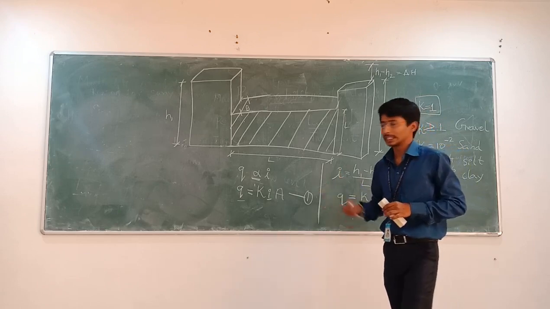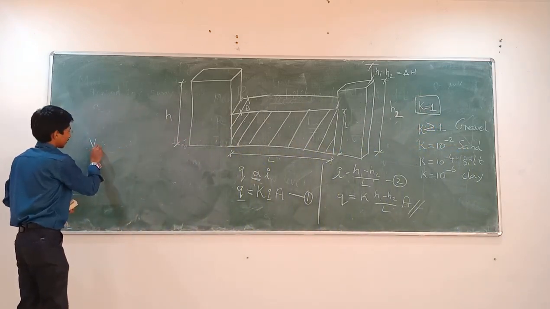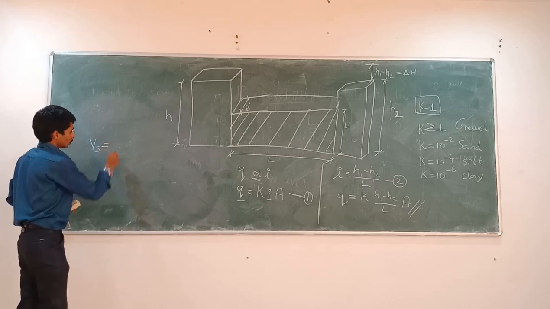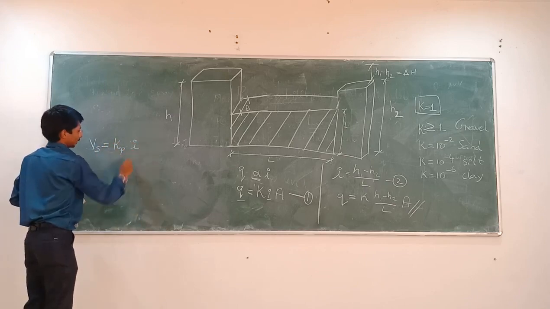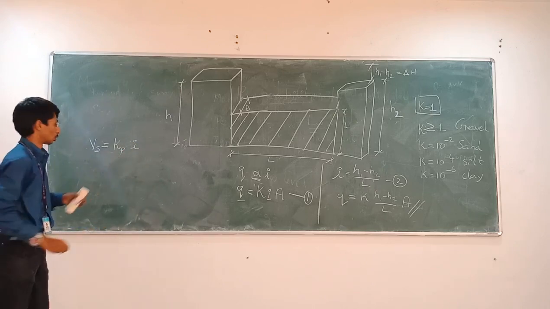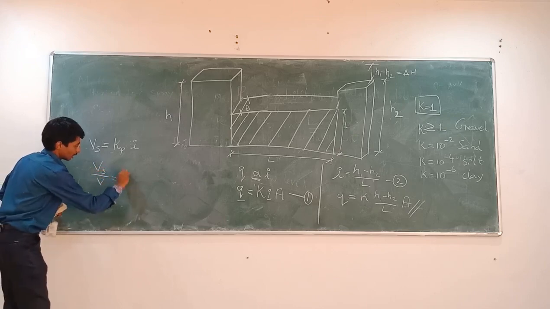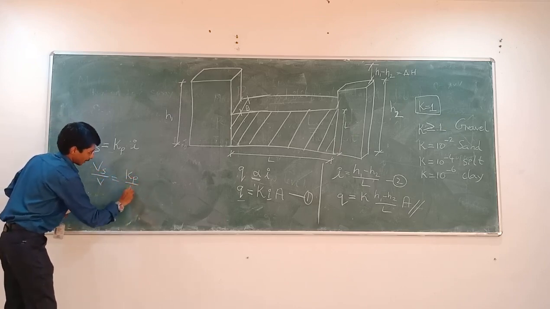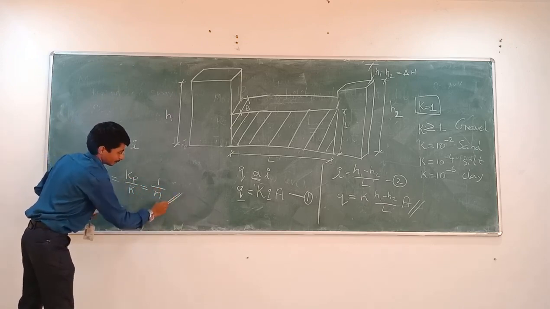If I want to calculate the seepage velocity, I can write it as Vs is equal to Kp into I, where Kp is the coefficient of percolation. I may write Vs by V is equal to Kp by K, which will be given as 1 by n.